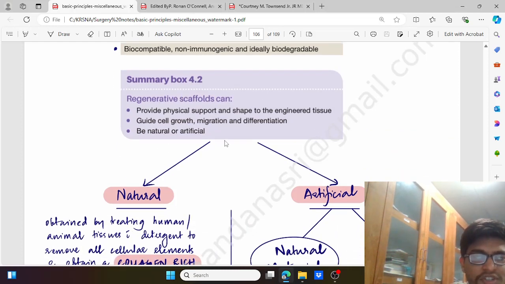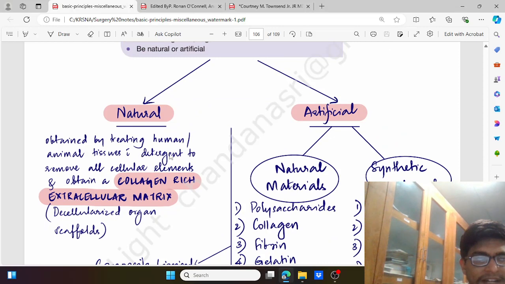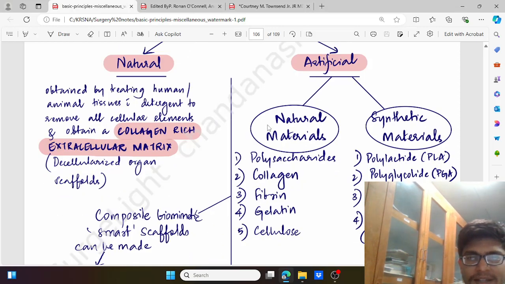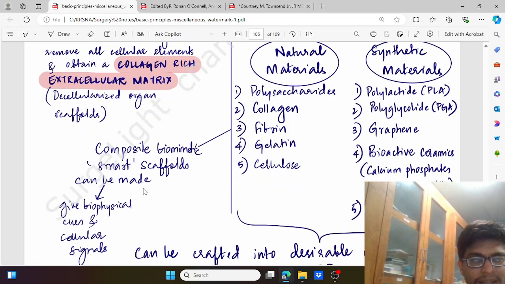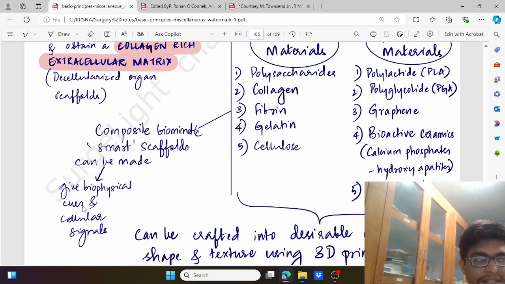It could be natural or artificial. Natural is obtained by treating human or animal tissue with detergent to remove the cellular content and then obtain a collagen-rich extracellular matrix, that is a decellularized organ scaffold. Then the artificial, which have natural material and synthetic material. Natural materials are polysaccharide, collagen, fibrin, gelatin, cellulose, and these are composite biomimetic. These are called the smart scaffolds, and these have biophysical cues and cellular signals.